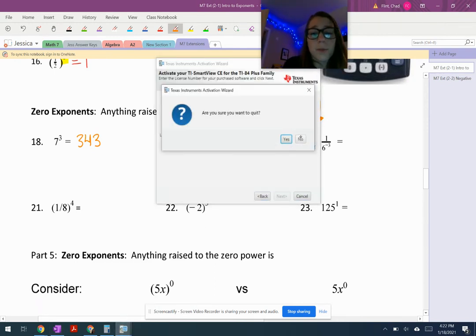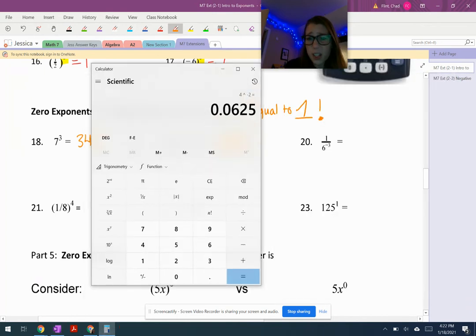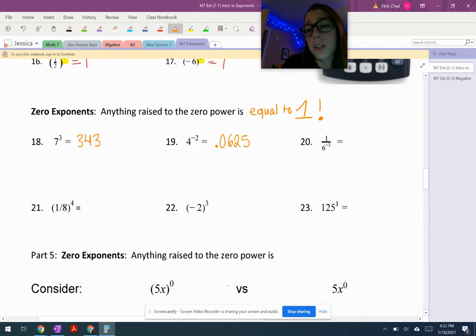And then 1 divided by 6 to the -3. So 1 divided by 6, caret, -3 equals 216.